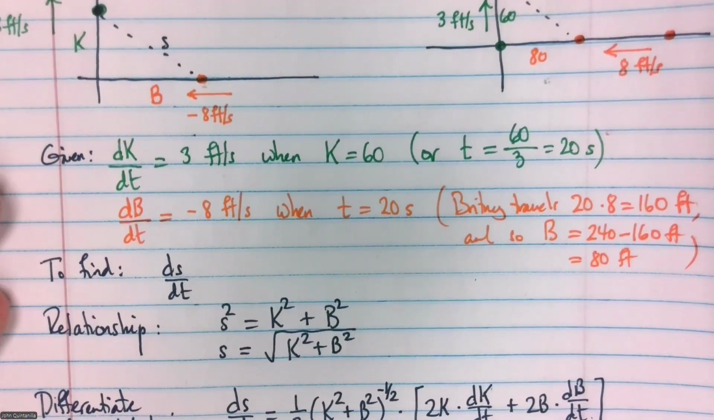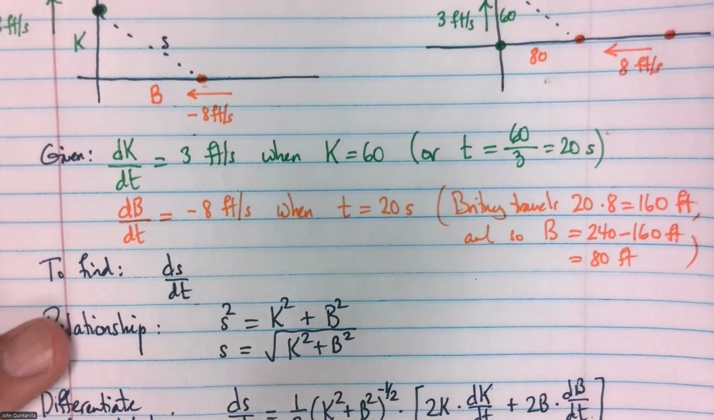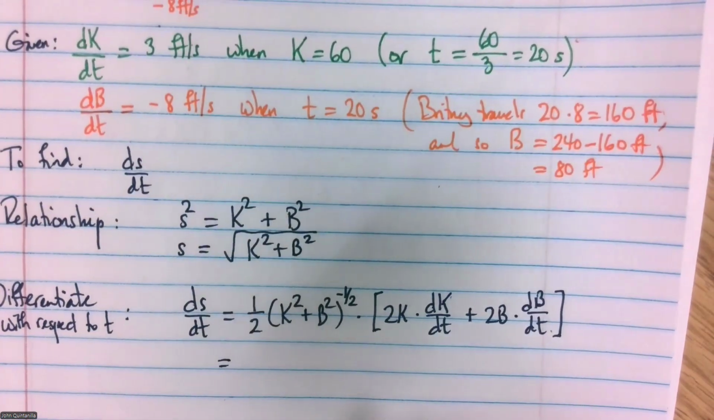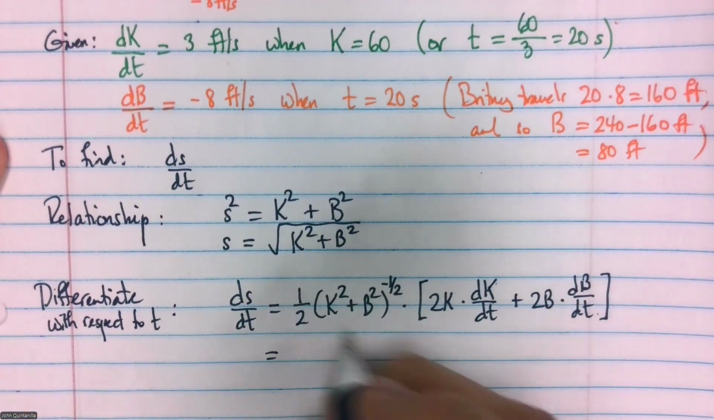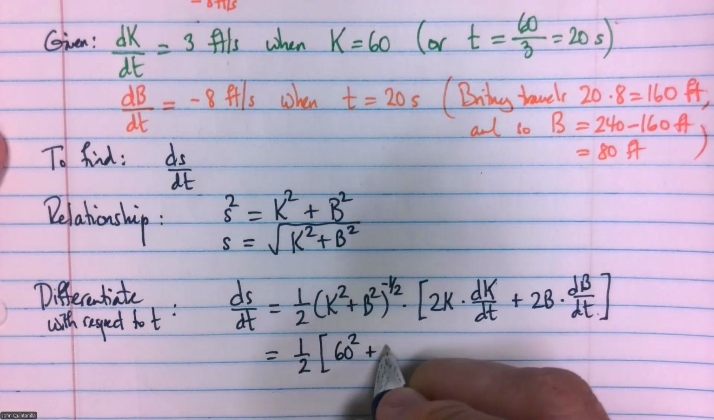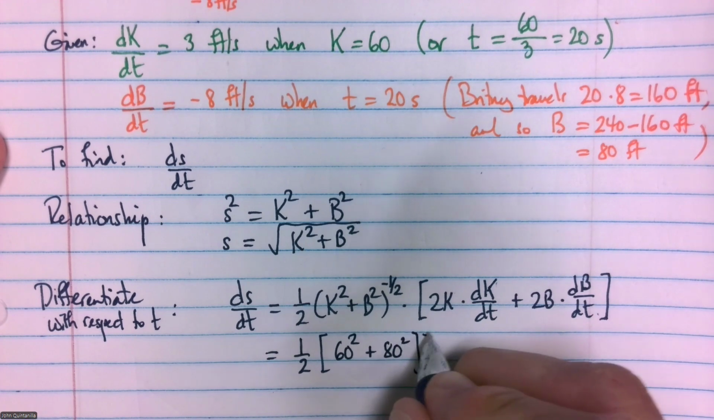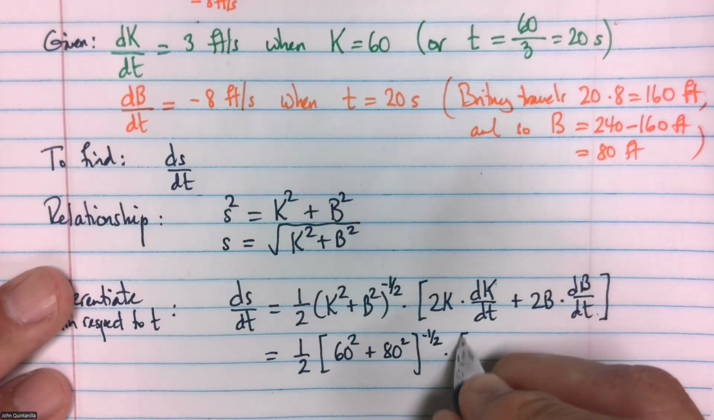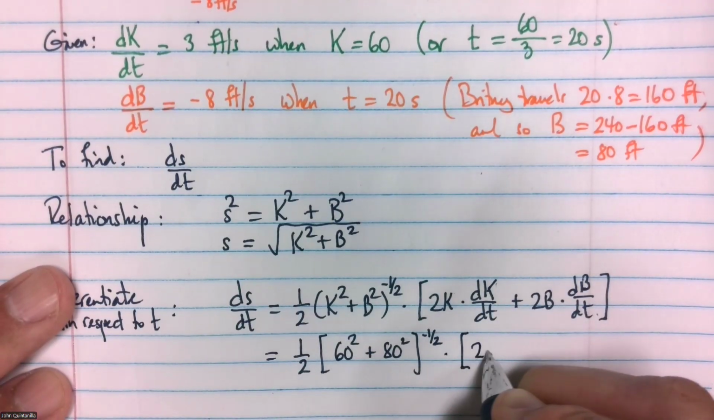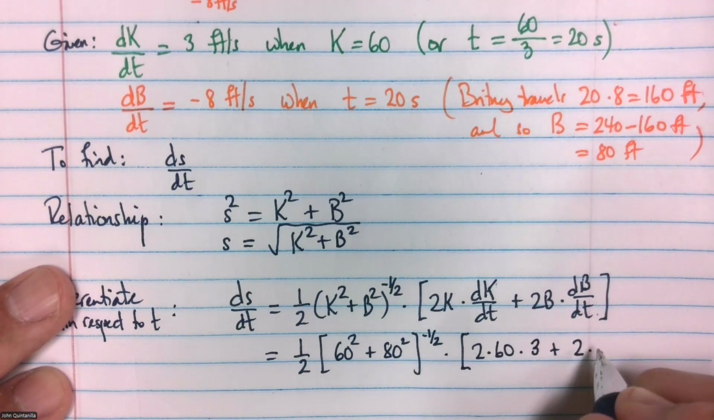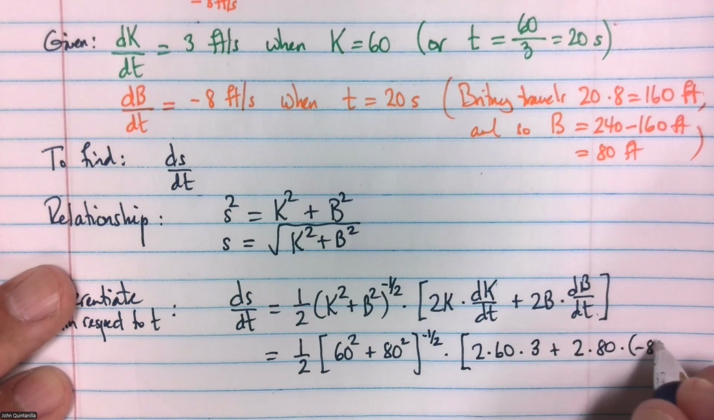Okay, and so with this information, we can now plug in. So we have that ds/dt is equal to, coming back to the bottom of the page, I think everything I need is on screen. We have 1/2 times (k squared, 60 squared, plus b squared, 80 squared) to the negative 1/2, times (2k, so 2 times 60) times dk/dt, which is 3, plus 2 times b, which is 80, times db/dt, which is negative 8.